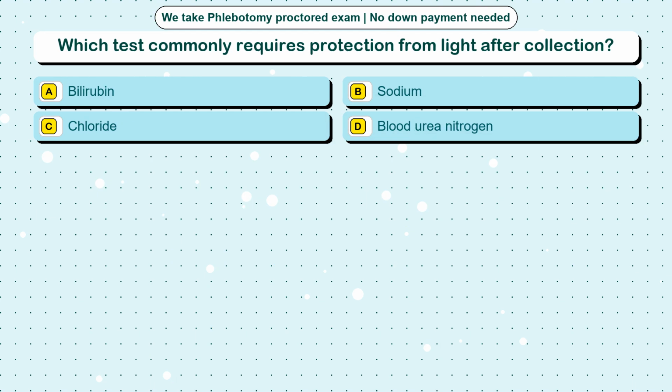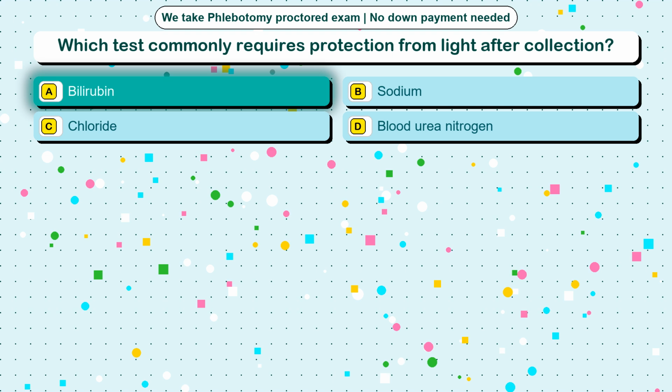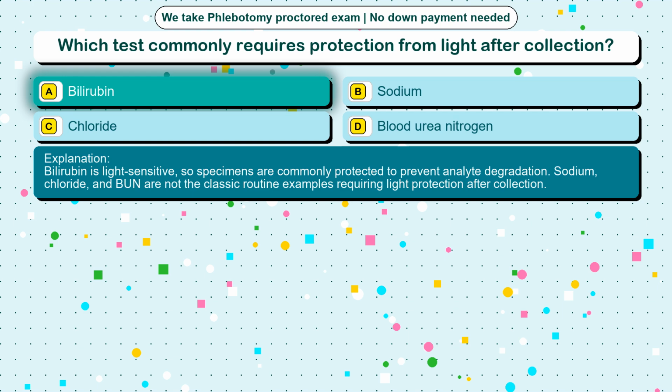Question 67. Which test commonly requires protection from light after collection? Option A. Bilirubin. Option B. Sodium. Option C. Chloride. Option D. Blood urea nitrogen. The correct answer is option A. Bilirubin. Bilirubin is light sensitive, so specimens are commonly protected to prevent analyte degradation. Sodium, chloride, and BUN are not the classic routine examples requiring light protection after collection.